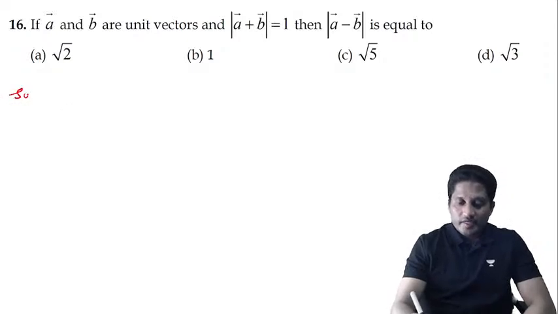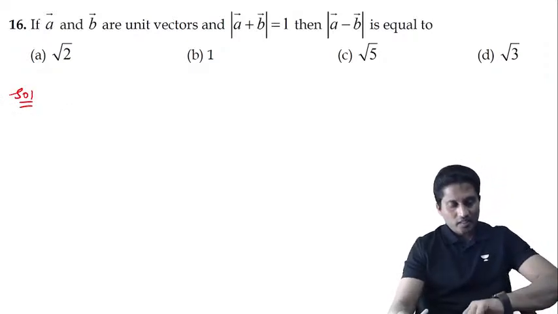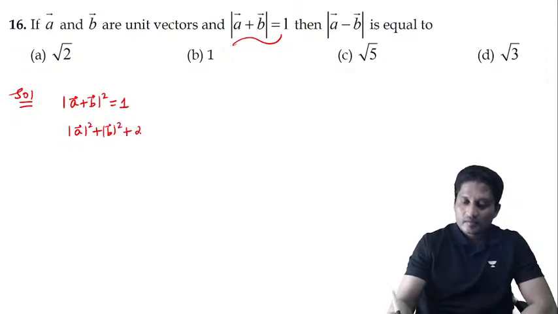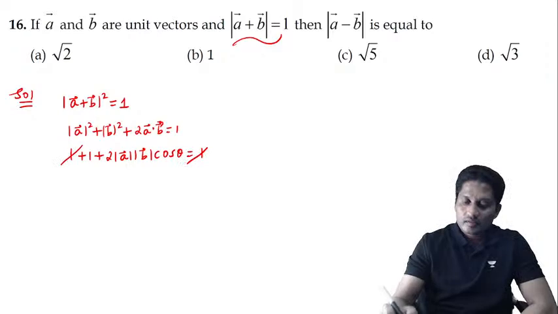If A and B are unit vectors, and mod of A plus B is equal to 1, if you square this, mod of A plus B the whole square is also 1. So this is mod A square plus mod B square plus 2 times A dot B is also 1. Mod A, mod B are unit vectors, so you get 1 plus 1 plus 2 times mod A into mod B into cos theta is equal to 1. So 2 into 1 into cos theta.